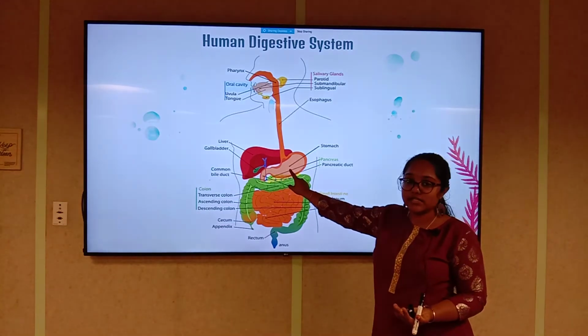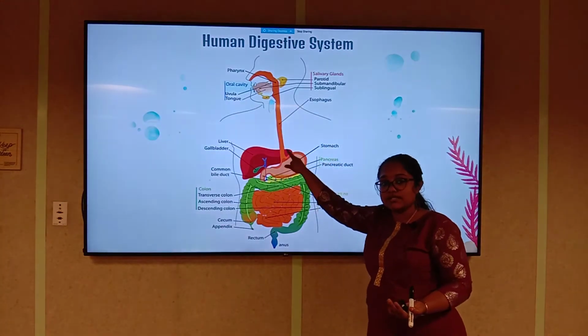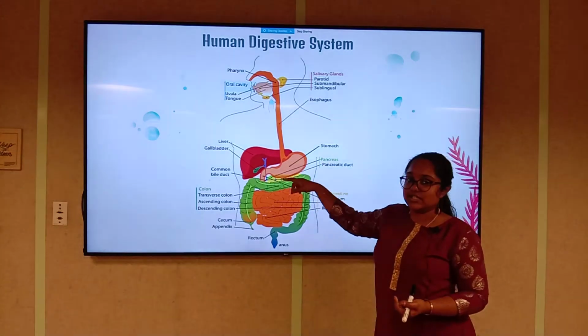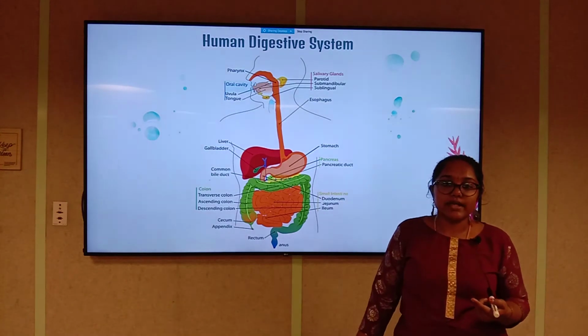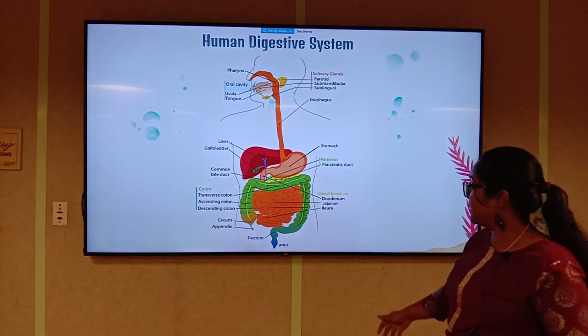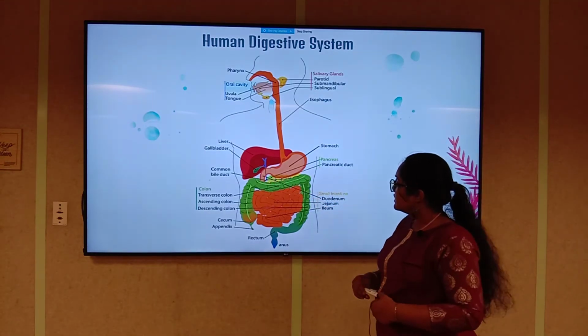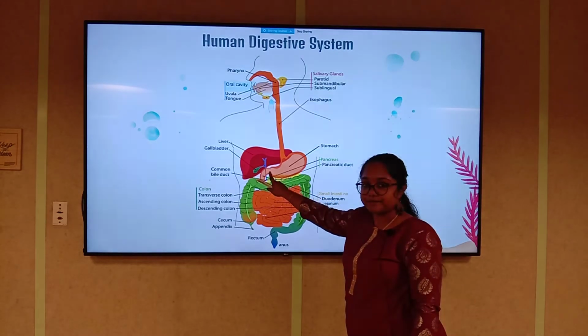Now here in the stomach, partial digestion takes place. Not complete digestion, partial digestion takes place. From the mouth, bolus has reached the stomach. It has been partially digested and it is no more called bolus. It is called chyme. Now the chyme enters into the small intestine. Look properly, students. The small intestine is starting here.